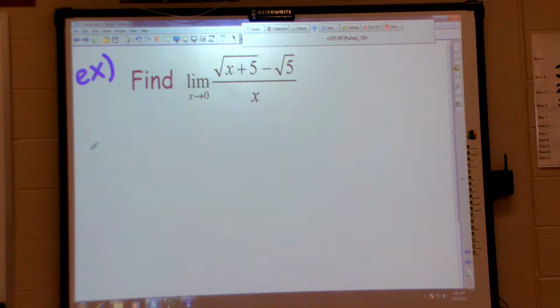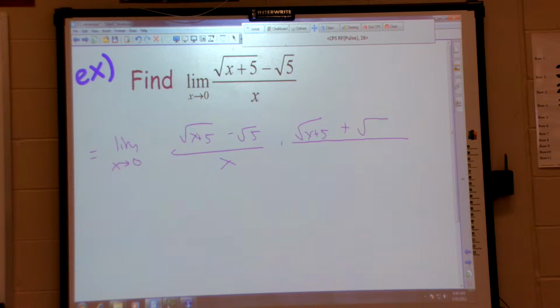To try? Conjugate. The conjugate. Anytime you see square roots, that might be your first guess. Okay, so I have the limit of square root of x plus 5 minus square root of 5, over x. What is the conjugate there? Square root of x plus 5 plus square root of 5. Remember, it's the exact same thing, only the middle term is switched.